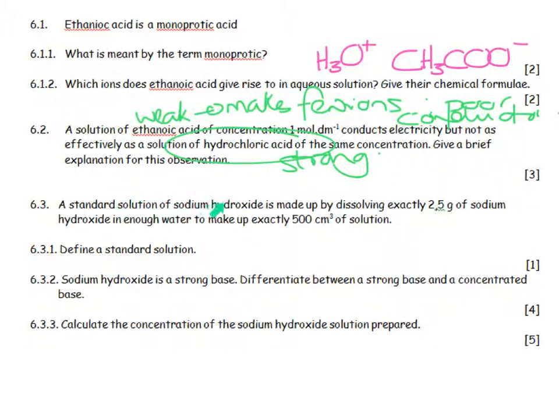A standard solution of sodium hydroxide is made up by dissolving 2.5 grams of sodium hydroxide in enough water to make up that volume. Define a standard solution. It is a solution of known concentration. Sodium hydroxide is a strong base. Differentiate between a strong base and a concentrated base.